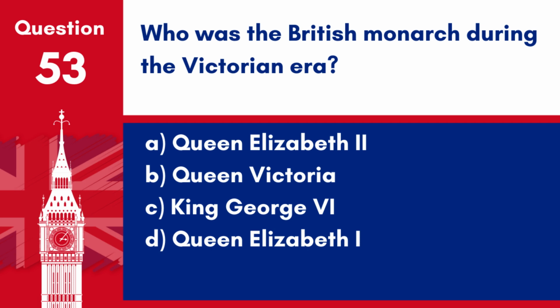Question 53. Who was the British monarch during the Victorian era? A. Queen Elizabeth II. B. Queen Victoria. C. King George VI. D. Queen Elizabeth I. Answer B. Queen Victoria. The Victorian era is named after Queen Victoria, who reigned from 1837 to 1901.